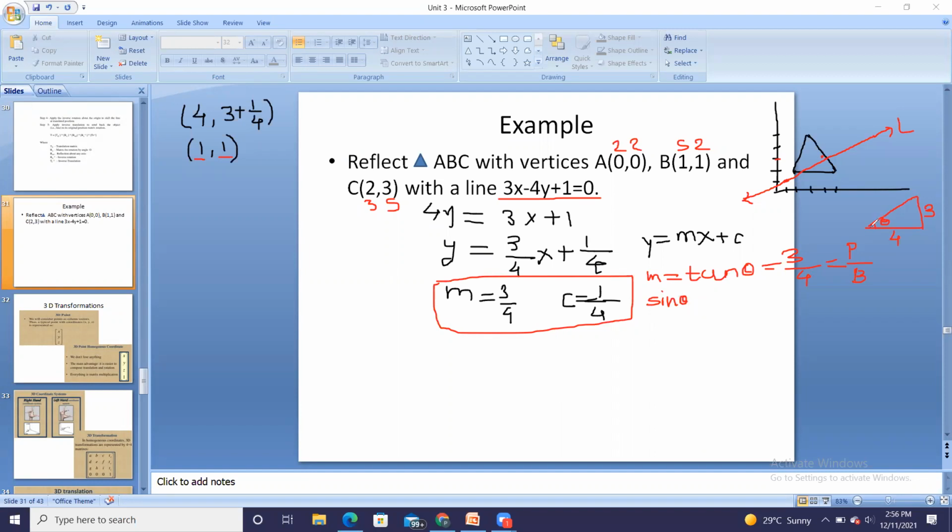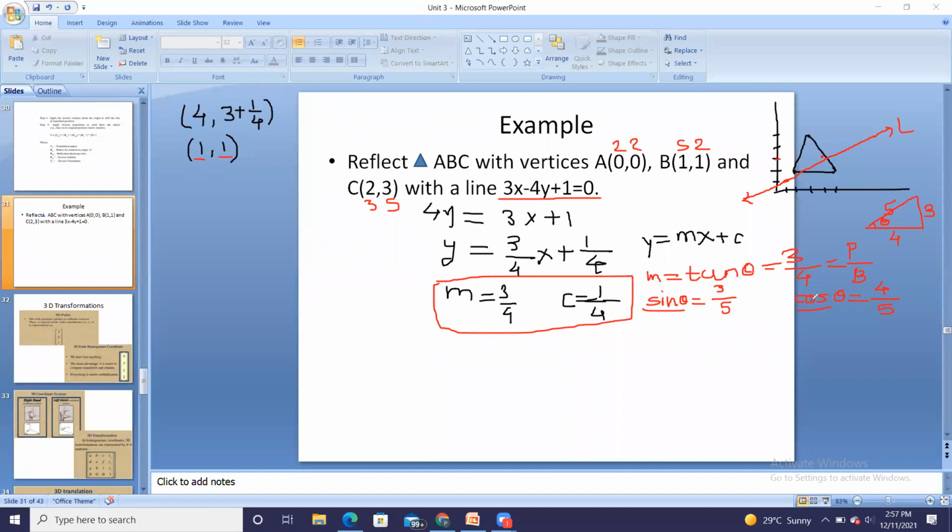For that, I should know the hypotenuse. You know the Pythagoras theorem, so can you tell me the hypotenuse value? Yes, it should be 5. Now tell me what is cos theta and sine theta. Sine theta is opposite divided by hypotenuse, so 3 by 5. Cos theta is adjacent divided by hypotenuse, so adjacent is 4 and hypotenuse is 5. Now we have got the sine and cos values.